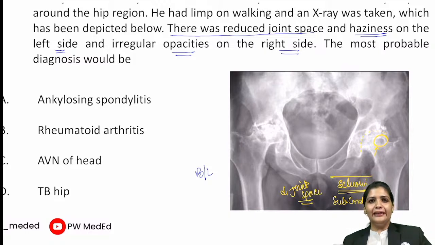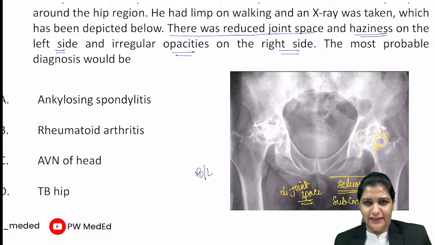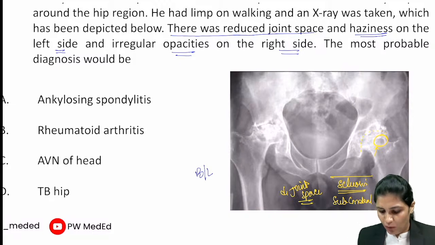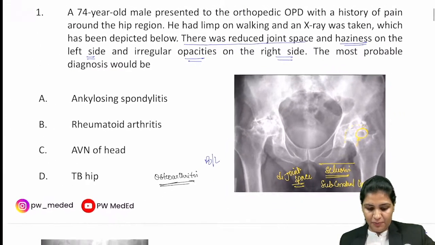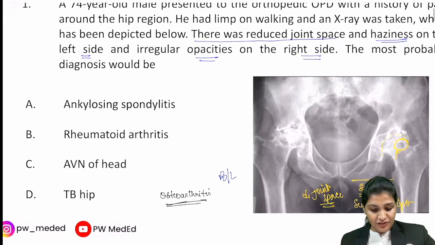For any naive person commenting on this x-ray, first we would say it could be osteoarthritis. The first diagnosis will always be osteoarthritis, which is not there in the options given below. We have ankylosing spondylitis, rheumatoid arthritis, avascular necrosis of head, and TB hip as options.